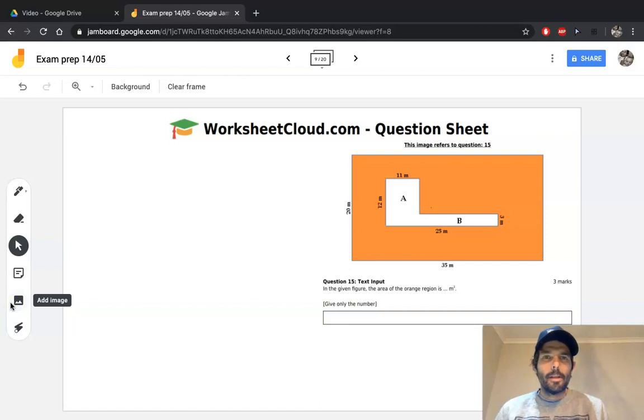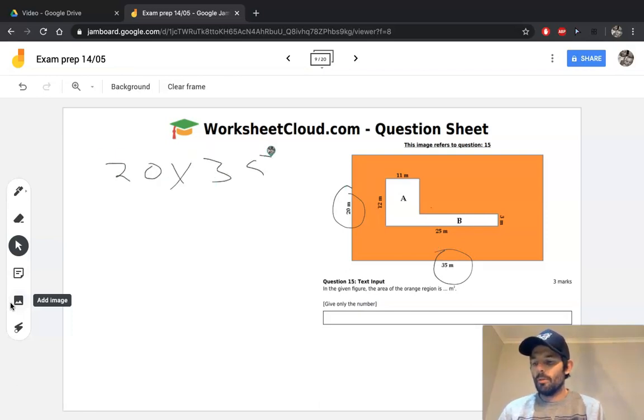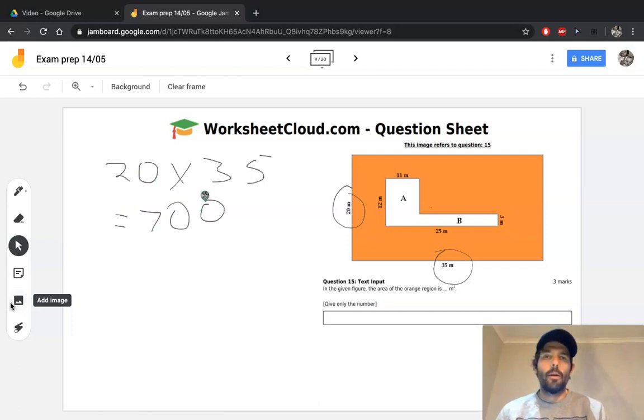Question 15 is an area question, and they've asked us to work out the area of the orange region. Okay, so you can start by working out the whole orange region, and you know that's going to be 20 multiplied by 35. We can just say 2 multiplied by 35 is equal to 70, and then we know that we need to add that extra 0 because we're multiplying by a multiple of 10. So that whole orange section is 700 meters squared. Okay, really important to include the unit and the squared sign.